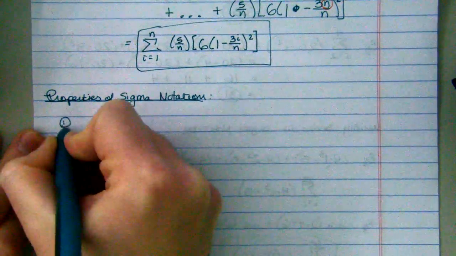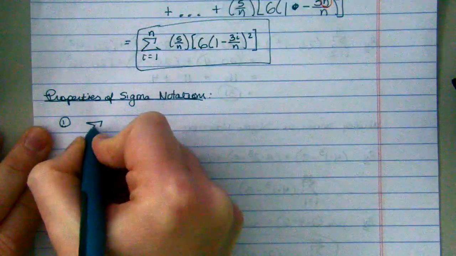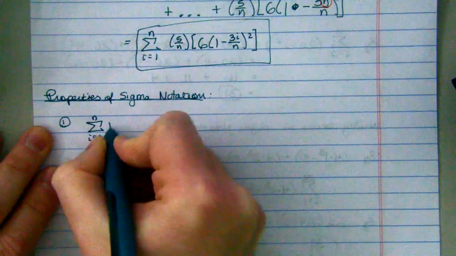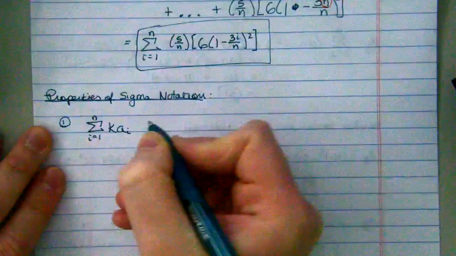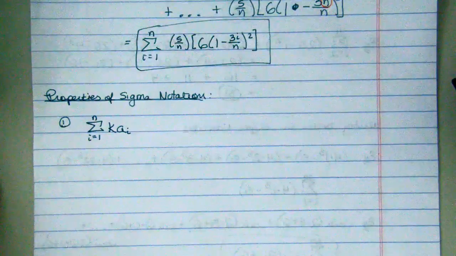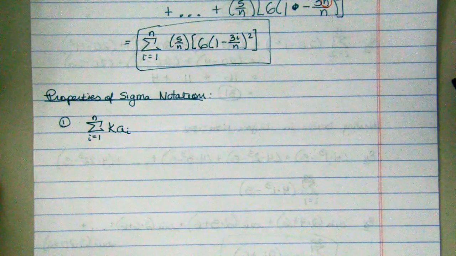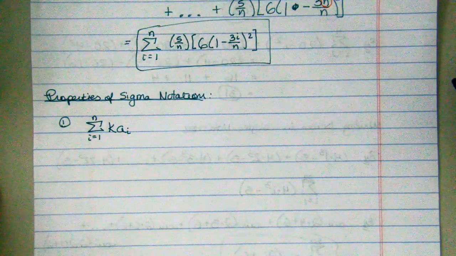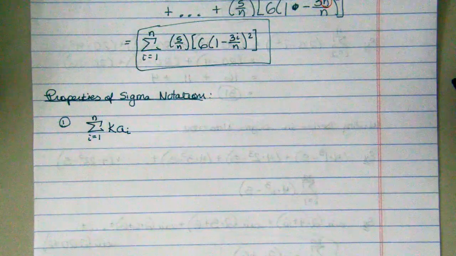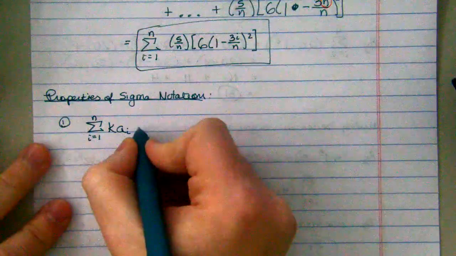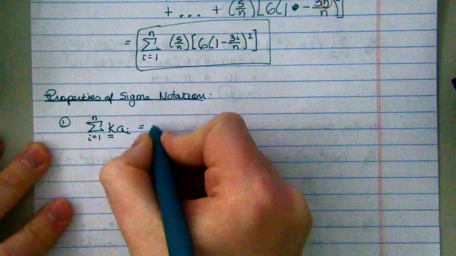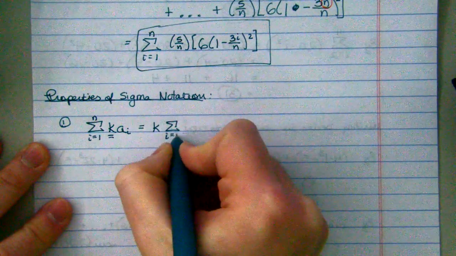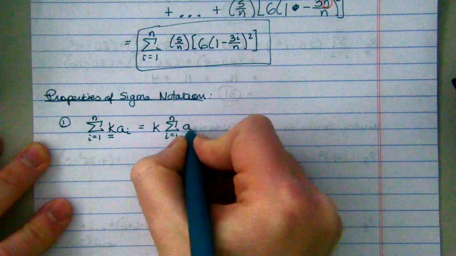First, if I want to do the sum as i goes from 1 to n of k times a sub i, we usually write a sub i as our formula for the thing that's inside our sigma. Technically, it's a sequence formula because we're figuring out all the terms of a sequence and then adding them up to make them a series. I can take that constant and move it out front. I can say k times the sum as i goes from 1 to n of a sub i.